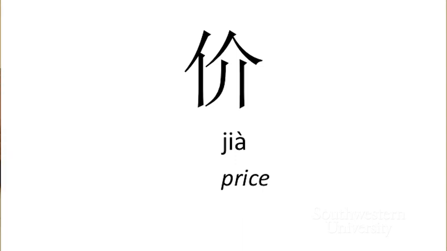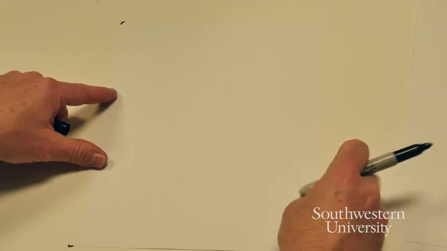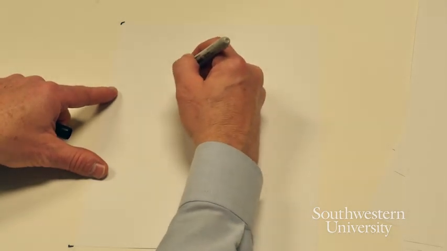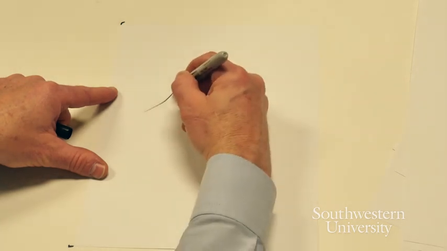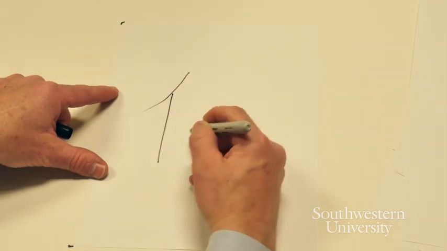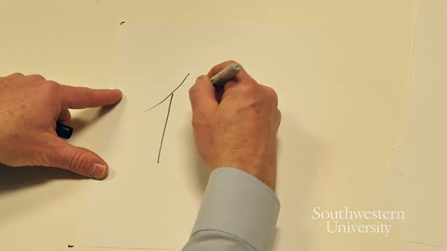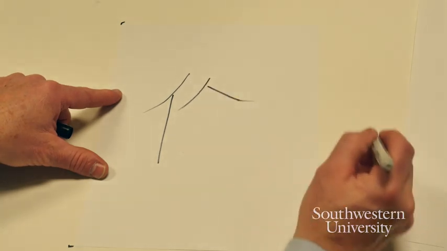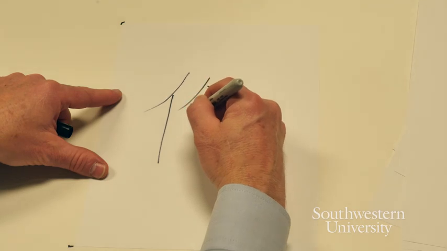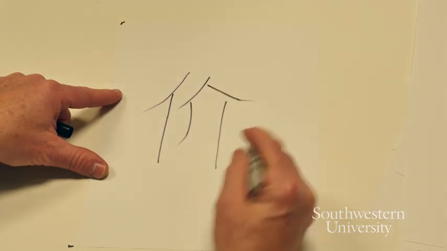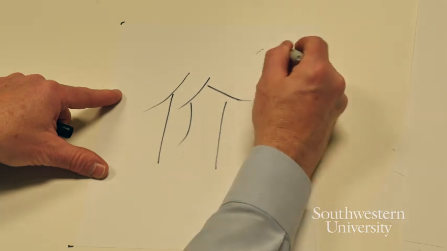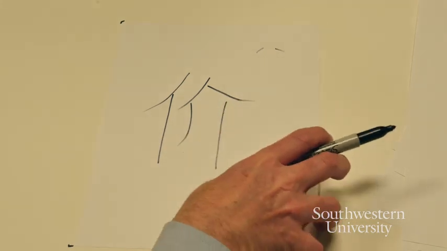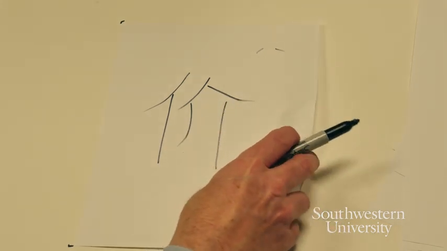Jia, jiazhi. Jia is value or price, and it's just phonetic. You've got a person radical just to distinguish it from other characters, and then Jia again, which is a person on top, divided. So this part here is ba, a division of things, division of people, but here it's just phonetic. Jia. End of lesson 8.